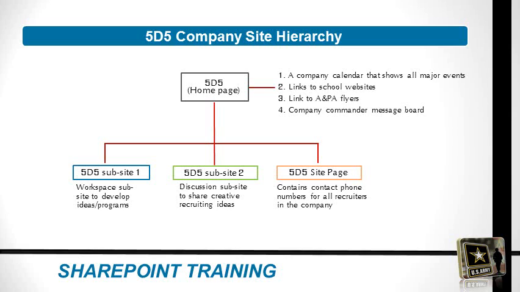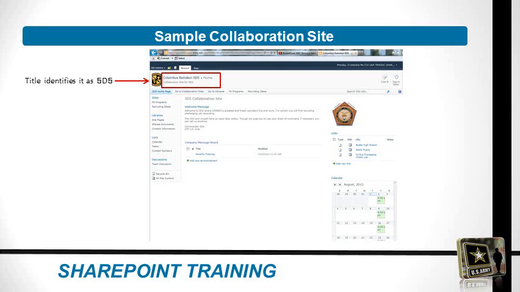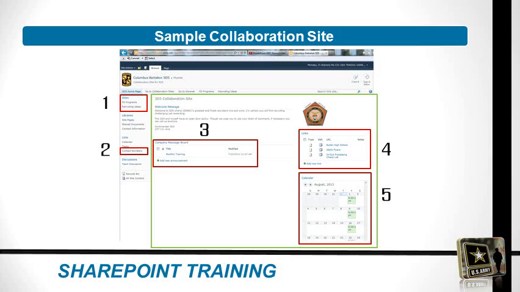Now let's see how this new collaboration site looked and how a user would navigate it. When they were finished, their site homepage looked like this. You can see the title at the top identifies it as the 5 Delta 5 collaboration site. So let's see where they placed the items they wanted on the site. Area 1 includes 2 subsites, one to develop programs and one to share creative recruiting ideas. Area 2 is a link to the page that shows the recruiters' phone numbers.